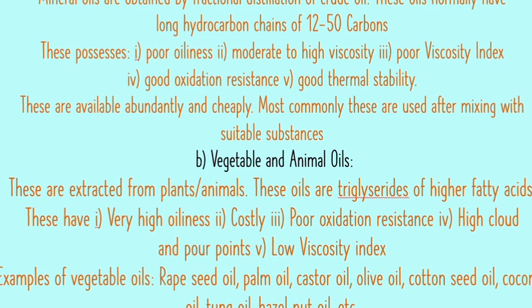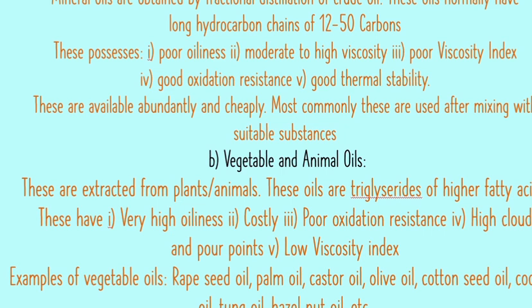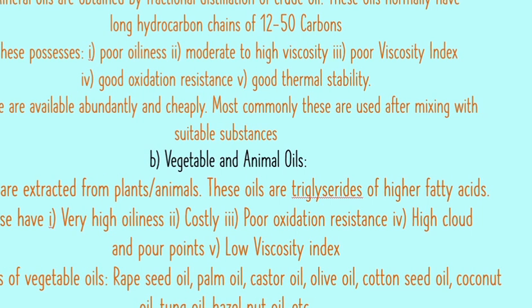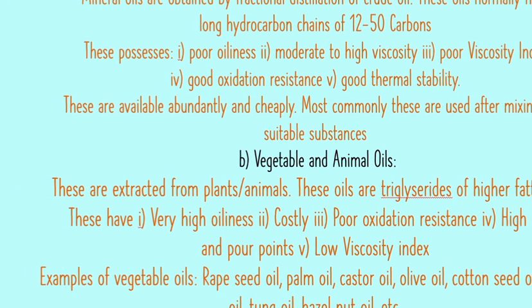Second one is vegetable and animal oils. These are extracted from plants and animals. These are triglycerides of higher fatty acids. These have a very high oiliness. It is too costly. It has poor oxidation resistance, high cloud or pour points, and low viscosity indexes.